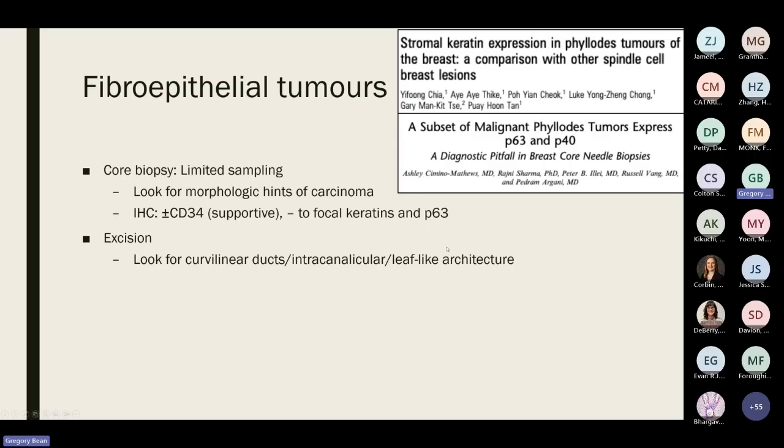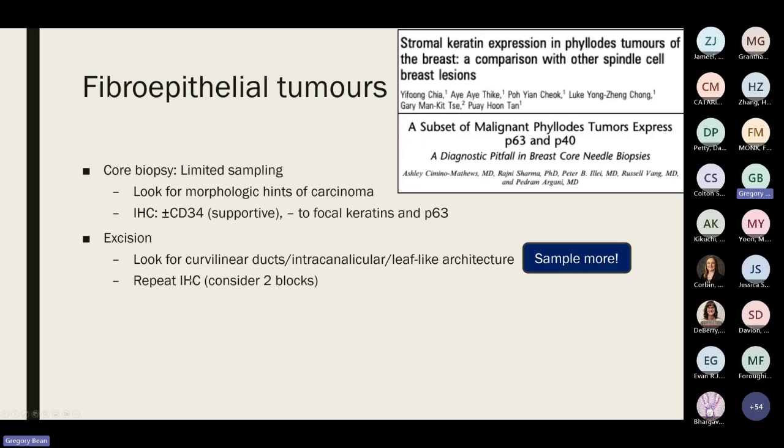On an excision, you have more to look at, but you could get one of those cases like I showed you with just sheets and sheets of spindle cells. Really, you're looking to see if you see any leaf-like architecture or intracanalicular growth, or even just some ducts that are inside that look curvilinear that are suggestive of maybe a phyllodes tumor. I think the most helpful thing in those cases is to just sample more. That actually probably gives you an answer more than doing IHC, which you'll probably still do anyway.